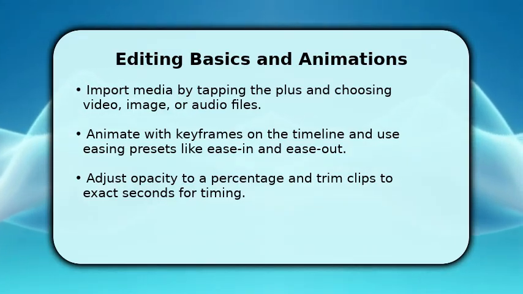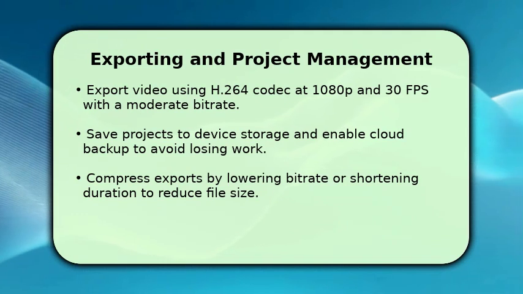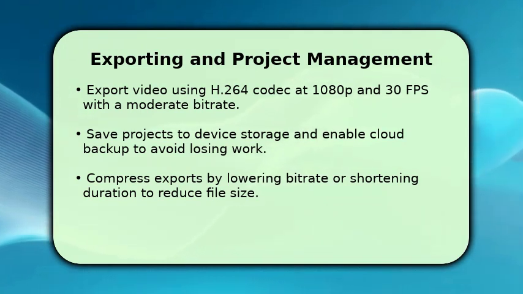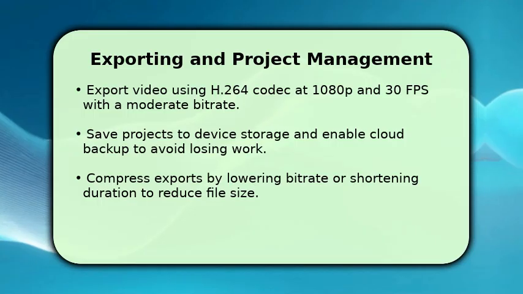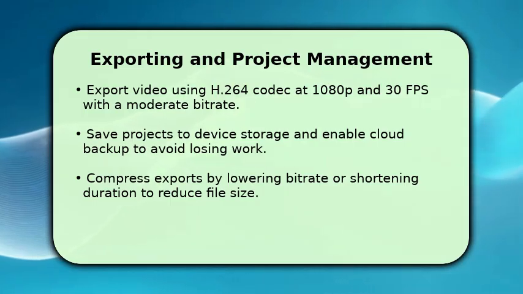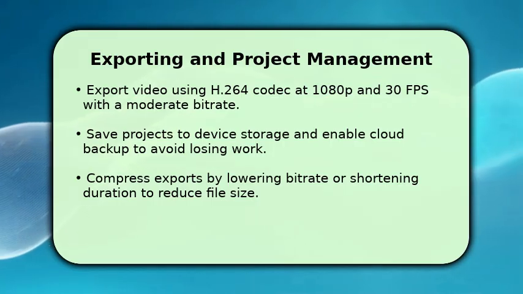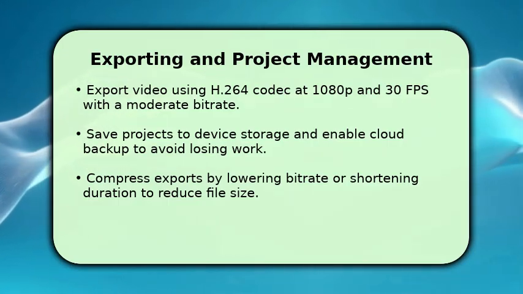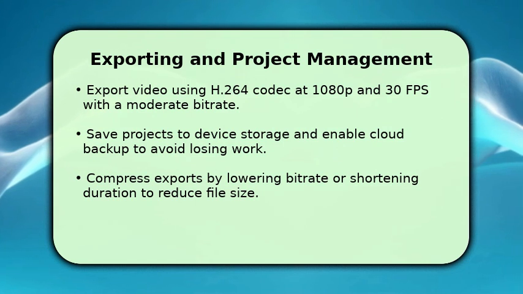When you finish editing, tap Export and choose Video Codec H.264 for broad compatibility and good compression. Set the resolution to 1080p and the frame rate to 30 FPS unless you need higher quality for specific platforms. Choose a moderate bitrate to balance quality and file size, or lower bitrate to create smaller files for quick uploads. Save your project file to device storage and enable cloud backup to prevent accidental loss. For smaller files, shorten duration or reduce bitrate before exporting.